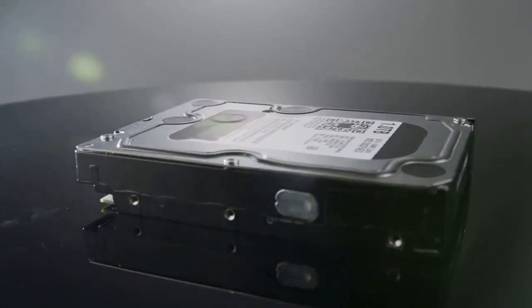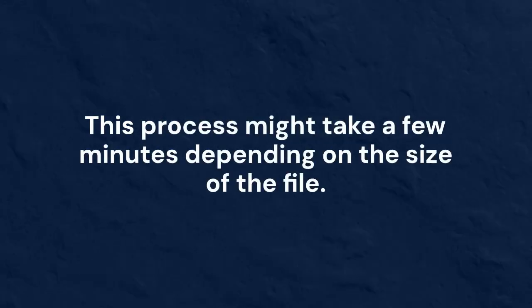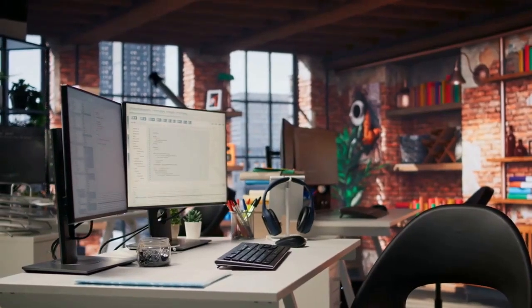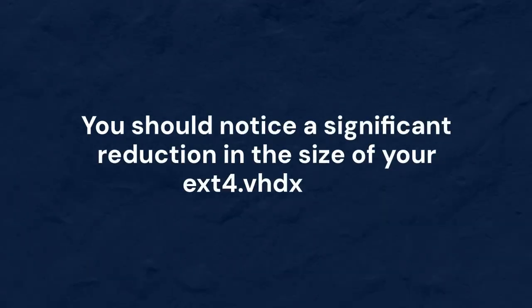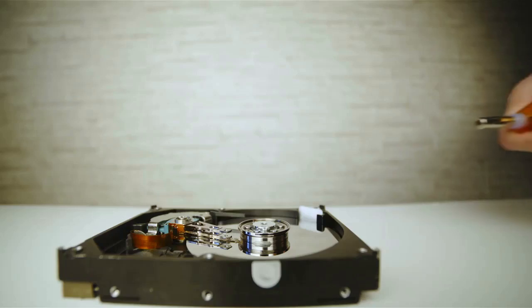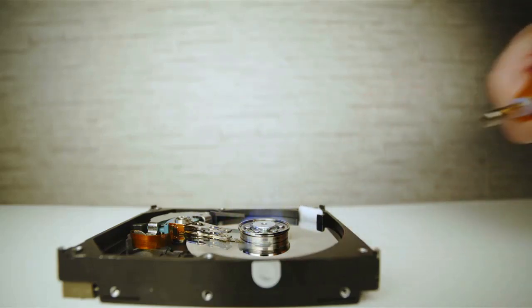This process might take a few minutes depending on the size of the file. Once it's done, restart Docker Desktop. You should notice a significant reduction in the size of your ext4.vhdx file. Regularly performing these cleanup steps, especially docker system prune and occasionally optimizing the VHDX, will help keep your disk usage in check. So, there you have it.